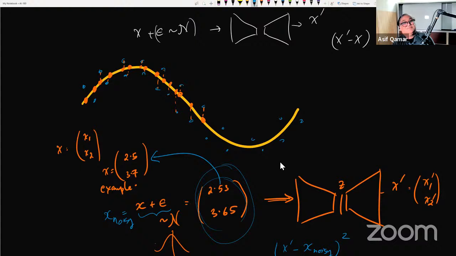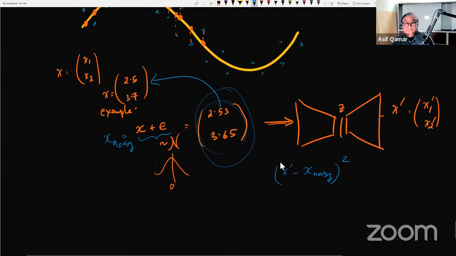So in the code, we are comparing X prime minus X noisy, the square, which is the loss. The training is to minimize the loss, trying to get it to 0. So when it gets to 0, it is basically matching. No, hang on. I am saying that you don't do that. Oh, okay. In a normal autoencoder, you would have done that. But in a denoising autoencoder, you compare it to the original X. Okay, so that was my question.